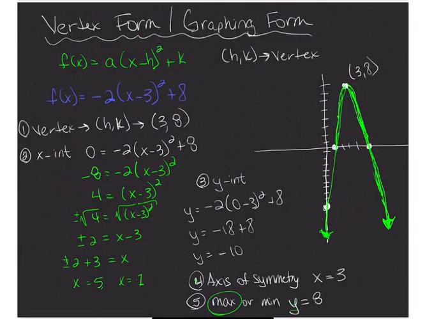Now I'm going to come up here. Number 6 would be our domain and our range. If I want to talk about domain, domain is my x values. Even though I'm coming down, I'm still continuing to go to the left, to the left, to the left, right? Same thing over here. I'm going to keep going farther and farther to the right. So my domain is going to be from negative infinity to infinity.